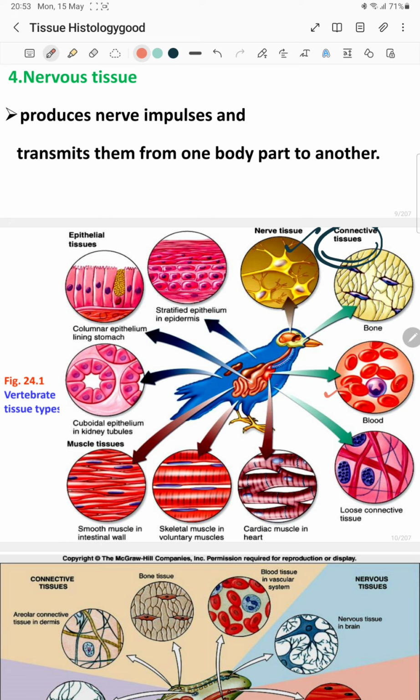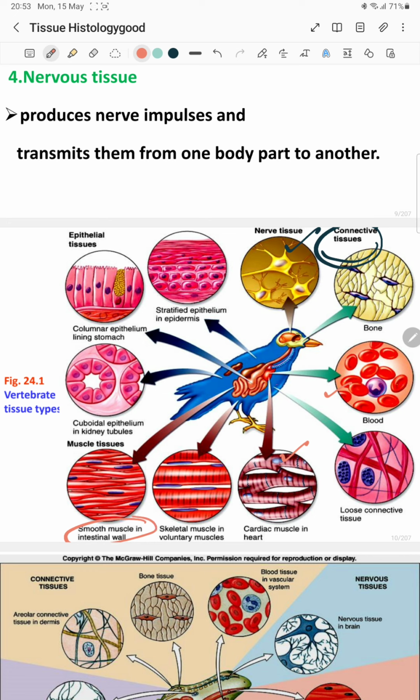Then we have loose connective tissues, and cardiac muscle, which is specifically found in the heart. Then we have skeletal muscles, which cover the bones to let this bird move its legs, move its feet, and do all kinds of movement. Then they have smooth muscles in their intestine wall.